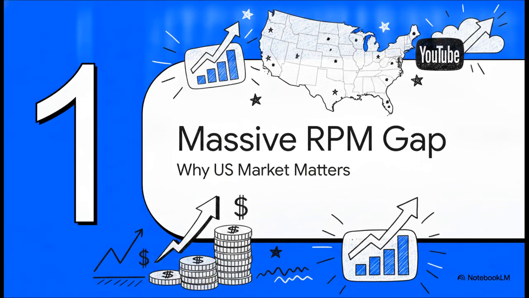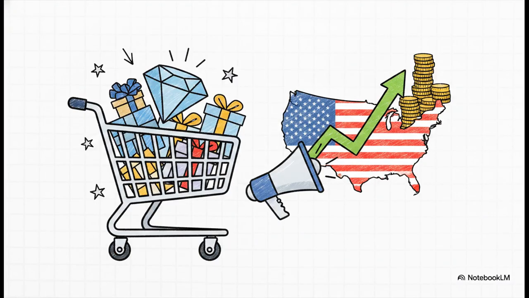All right, part 1, the massive RPM gap, and why targeting the US market literally changes everything. So to really get why this happens, we have to look at the underlying economics of the platform. The USA is classified as a Tier 1 country. In practical terms, that just means its citizens have remarkably high purchasing power. And because of that, advertisers are more than willing to pay some pretty significant premiums to get their products in front of American viewers. At the end of the day, advertiser spend is what dictates your earnings. Higher ad rates mean a much higher RPM, or revenue per mil, for you.